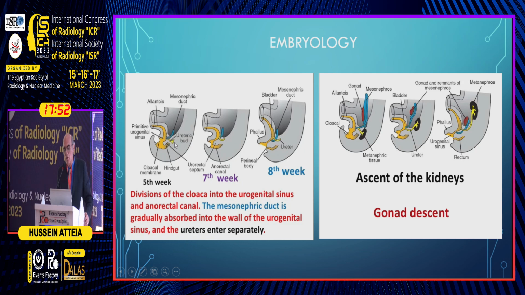It enters by the ureteric bud, and then it proliferates and metamorphoses and forms the kidney, the metanephros. The metanephros and the ureters go up, and everybody knows that the mesonephric duct and the gonads, whether female or male, which are indifferent in the first 7-8 weeks, go down, or they descend.